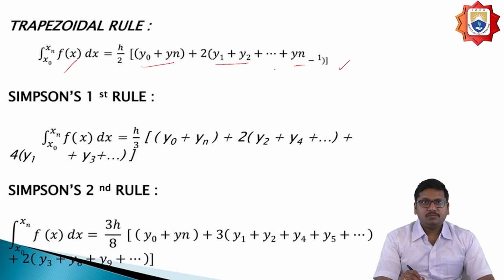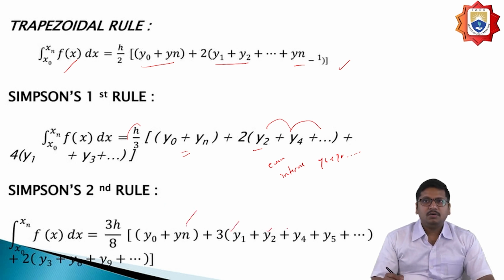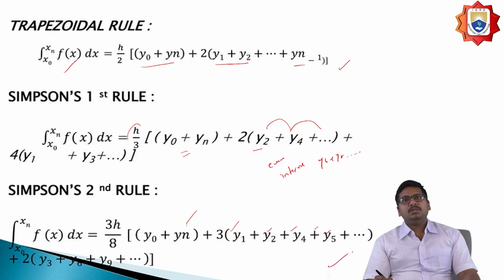So what is the equation for Simpson's first rule? Here Simpson's first rule is h by 3 into y0 plus yn, plus 2 times y2, since I'm going to consider only the even intervals, so y2 plus y4 plus y6 and so on. And if I consider the 3 by 8 rule, it is 3 by 8 h into y0 plus yn, plus 3 into y1, y2, y3, y4, y5 and so on. This should be the equation for Simpson's second rule.